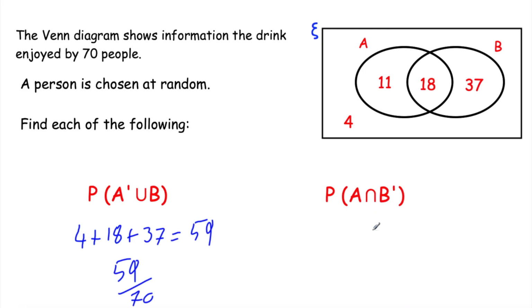Okay, and finally, we're asked to find the probability of A and not B. So A and not B. So A would be that region and that region. Not B would be that region and that region. Now we want and, which means both. So we're looking for the one that's in both A and not B. So that's going to be these 11 people. So that'd be 11/70ths. And that's it.